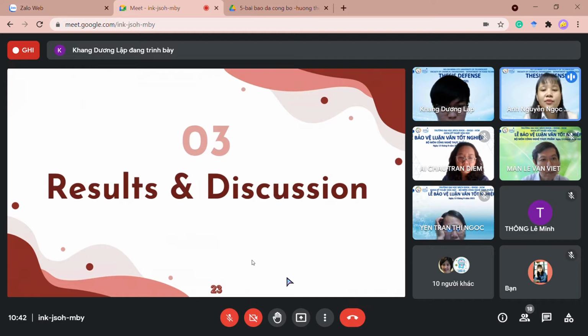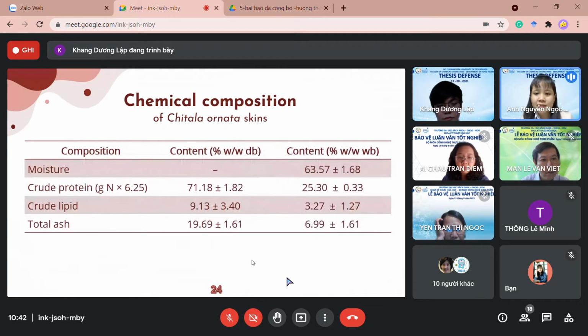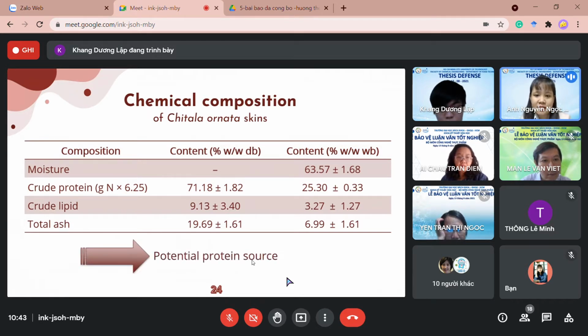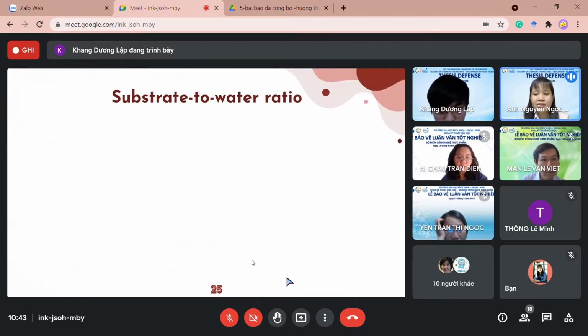In part 3, we present the results of the research. First of all, the chemical composition of the material was investigated. With 25% of crude protein on the weight basis, in comparison with 16 to 43% of protein of fish skin, Chitala ornata could be considered as a potential source of protein for bioactive peptide production.